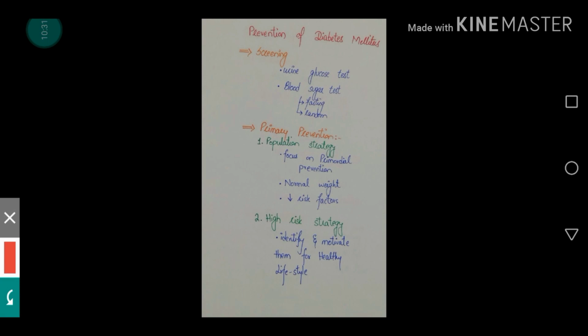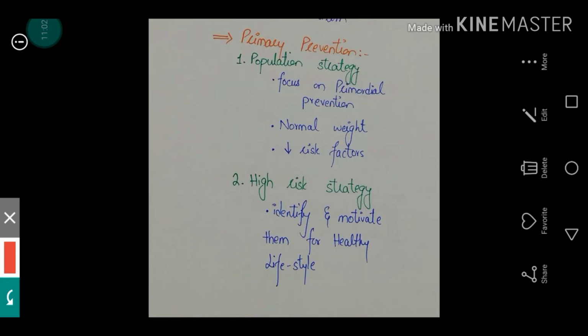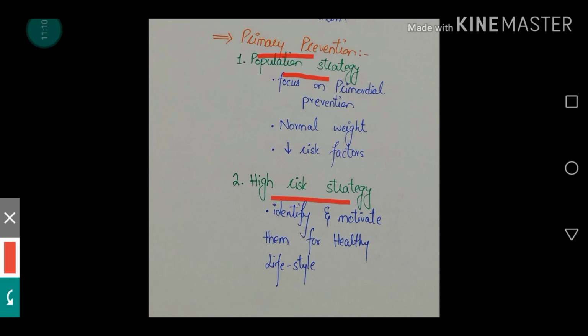So let us talk about prevention of diabetes mellitus. First of all, let us talk about screening. Screening is done by means of urine glucose test and blood sugar test. Now, blood sugar test is done either by fasting or random blood glucose. Talking about primary prevention of diabetes mellitus, we have divided it into two parts, that is population strategy and high risk strategy. Now, population strategy is applied in the whole population, and high risk strategy is specifically applied in those individuals who are at a more risk of developing diabetes mellitus as compared to the general population.